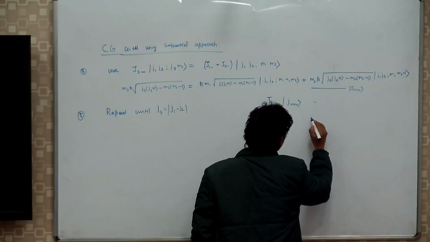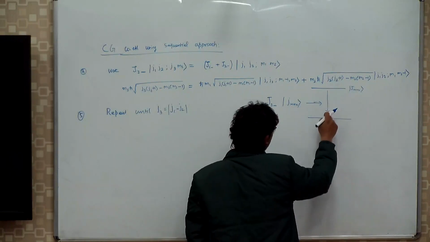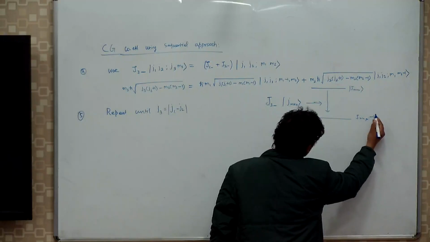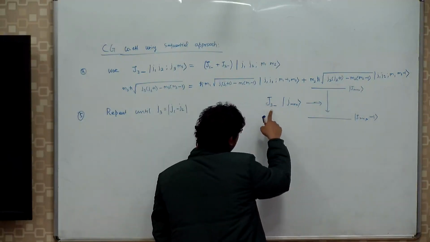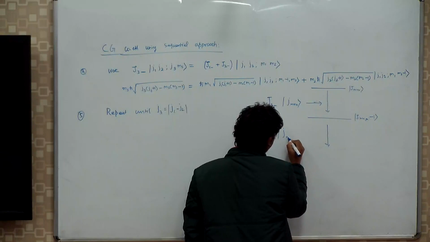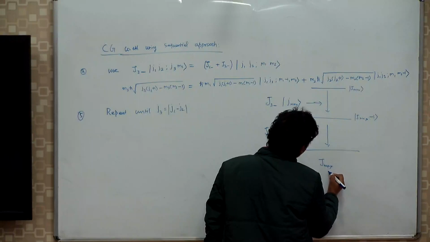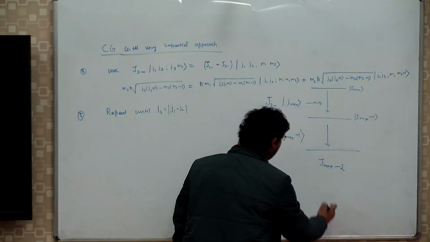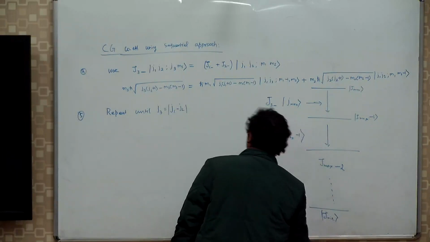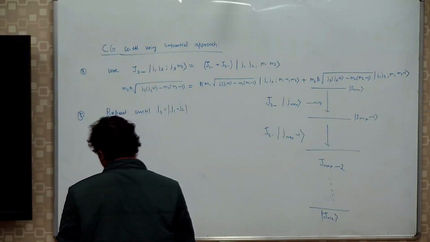Then if J3 minus acts on J maximum, you will get J maximum minus 1, one notch down. Again J3 minus acts on this state, then you will get J maximum minus 2. So continue until you get J minimum. So that's why we repeat until the quantum number J3 gets to J minimum.